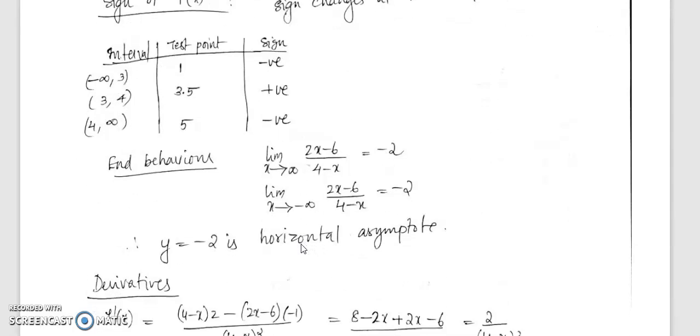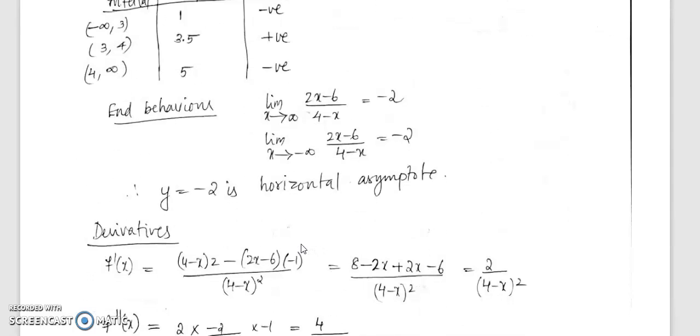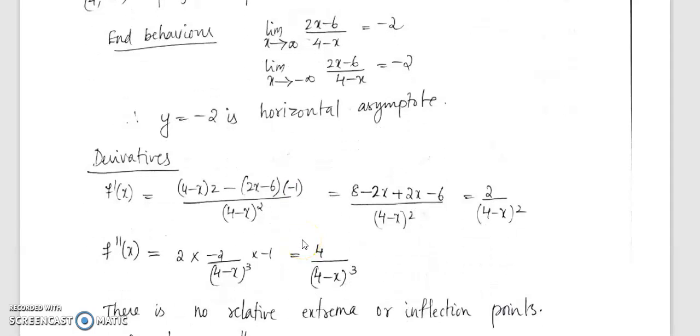Now what we need to do last is to take the first derivative and second derivative, check whether there are relative extrema, and also look at the sign of the first derivative and second derivative. So for that let us take the first and second derivative. So f dash of x is, using the quotient rule, 2 by (4 minus x) whole square. And f double dash of x is 4 by (4 minus x) whole cube.